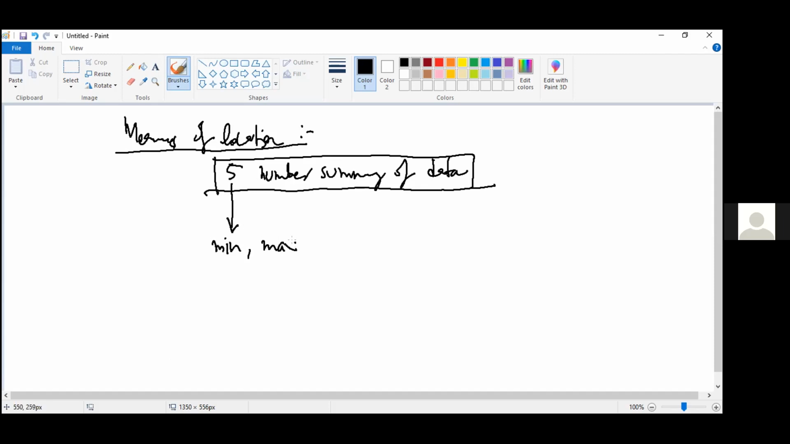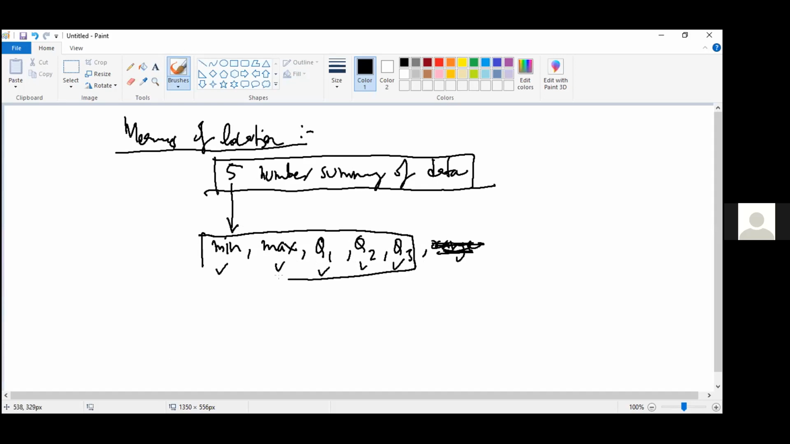Okay, no need to write. Range we can calculate from this only. This becomes 5, right? You have min, max, Q1, Q2, and Q3. So these as a whole are considered to be the measures of location.